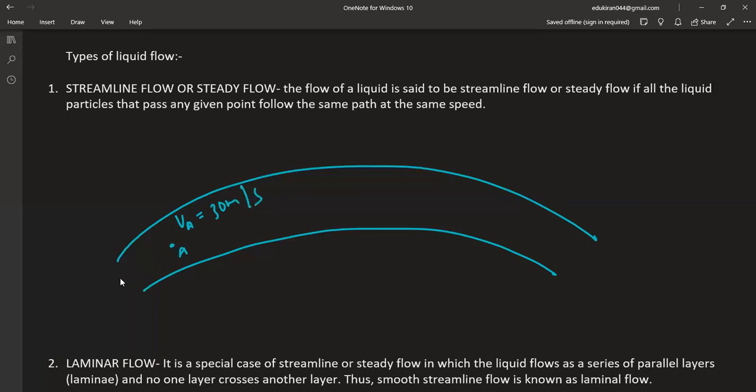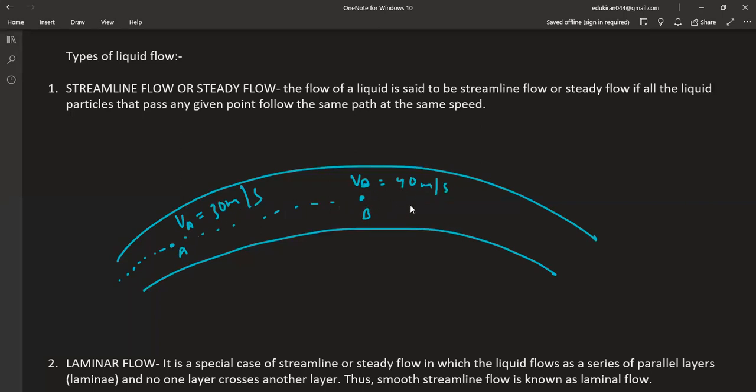Now, whichever particle will be coming, at this point, it will be having 30 meter per second. Let's say at this point, this is B point. So VB, let's say this is 40 meter per second. So at any point, any particle will be coming, this will be experiencing 40 meter per second.